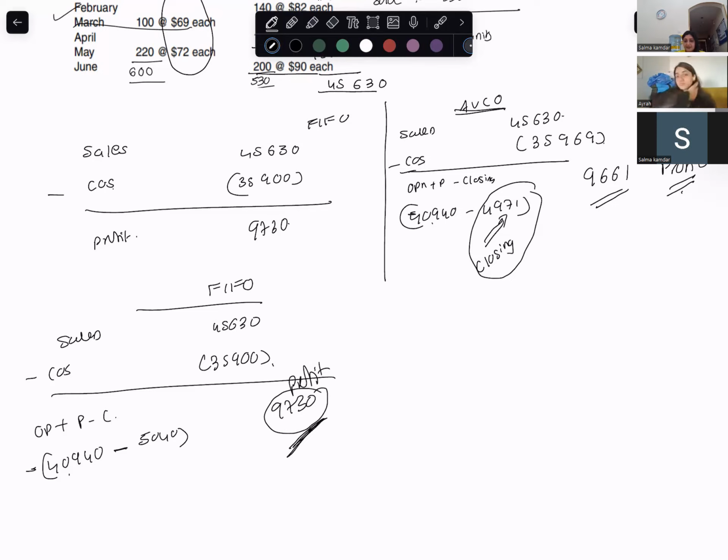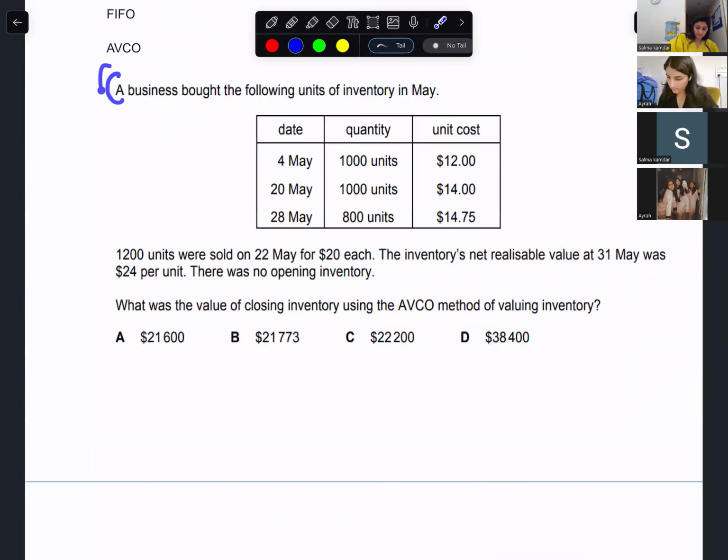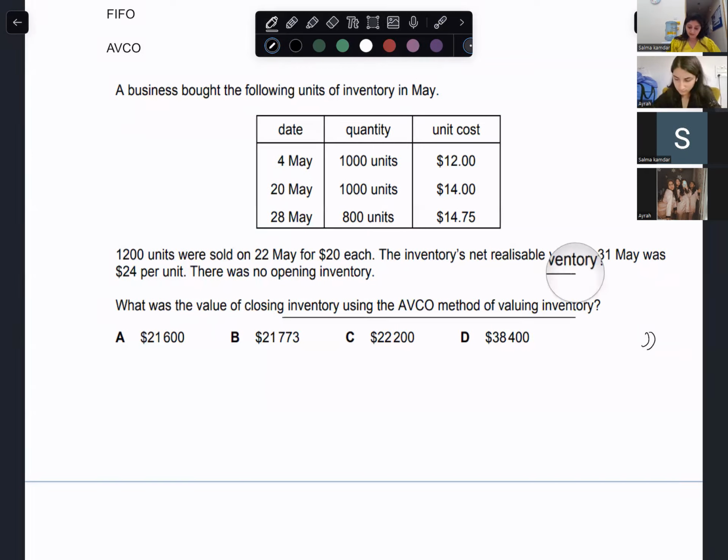Take time, digest it. Read this MCQ, dear. A business bought the following units of inventory in May. 1,200 units were sold. Write down, okay? What do they want you to find? What was the value of closing inventory using the AVCO method of valuing inventory?